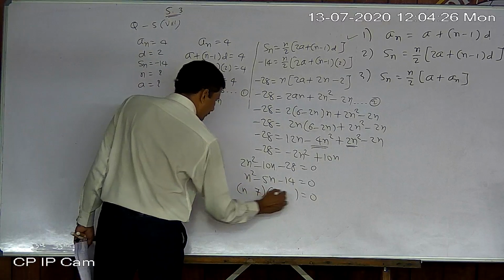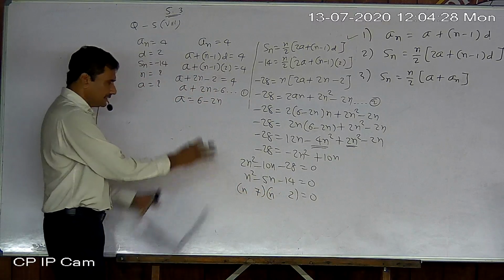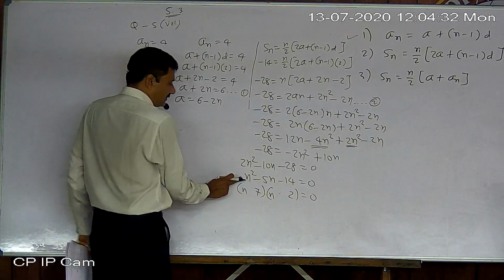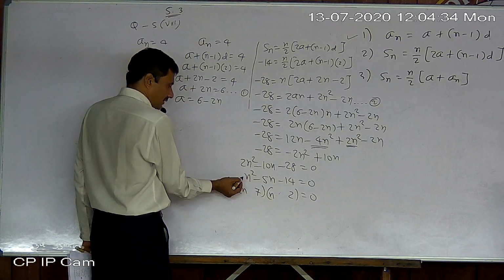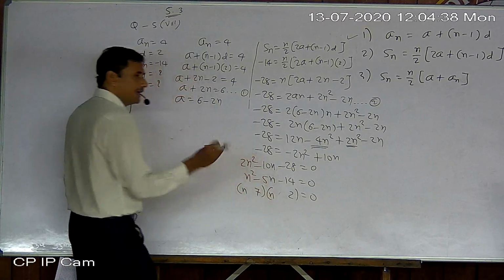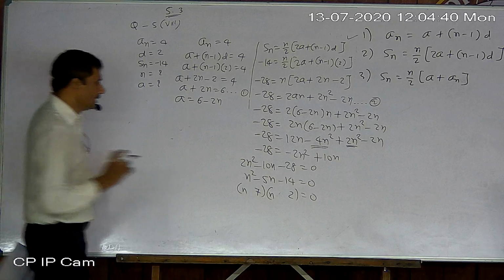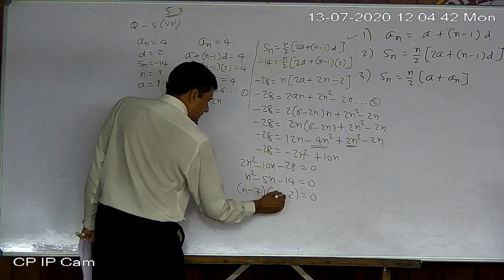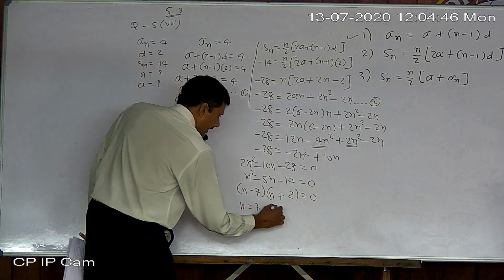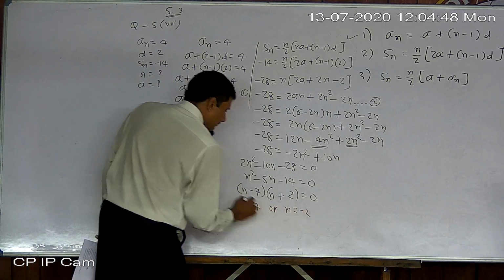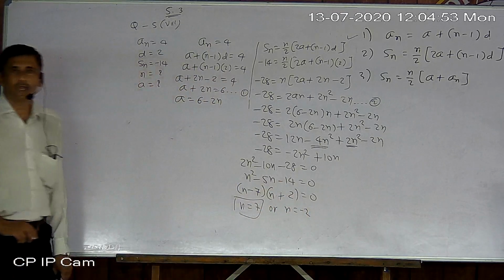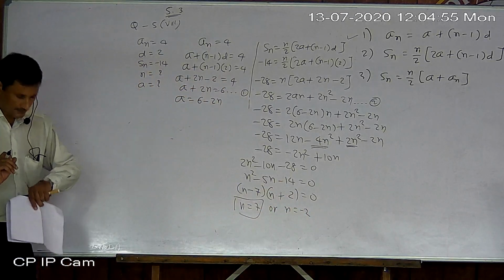7 into 2 is 14. If you don't understand this, then go through the whole process. That is not compulsory. But whenever a equal to 1, means nothing is written there, 1 is given at that time, we can directly write the two factors also. Now minus 7 plus 2. So n will be 7 or n equal to minus 2. But we cannot take negative numbers. So n is 7. That is our answer.